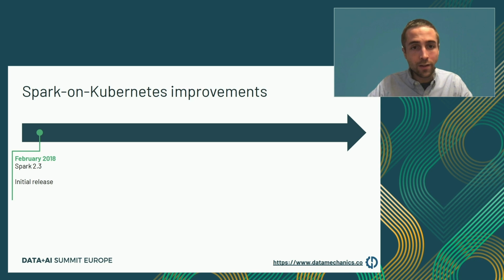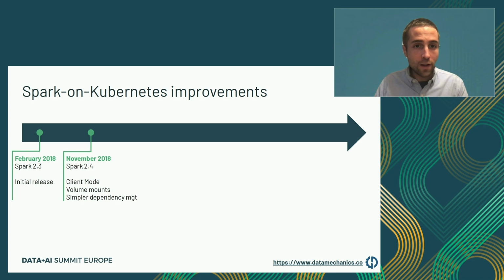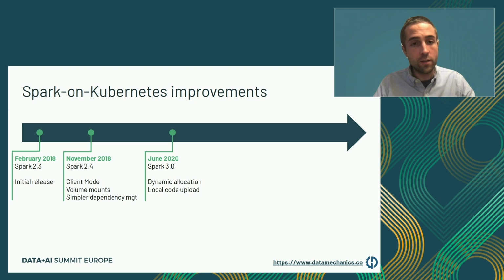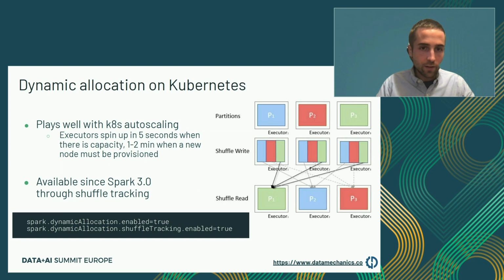Early 2018, native support for running Spark on Kubernetes was added with Spark version 2.3. Support was still pretty bare bone then. And then in November 2018, Spark brought essential improvements like client mode support and volume mounts. In June 2020, Spark 3.0 was released with the much awaited support for dynamic allocation. So let's zoom in on that a little bit.